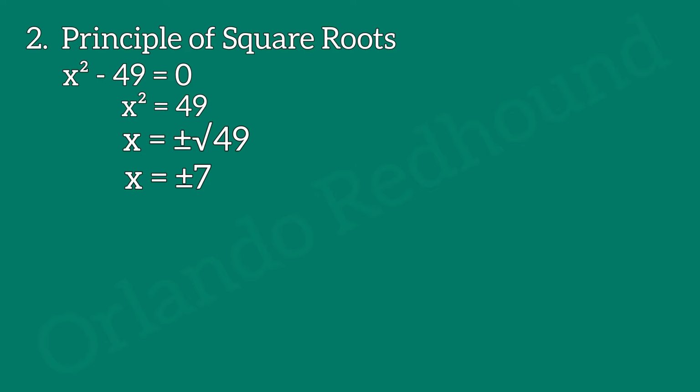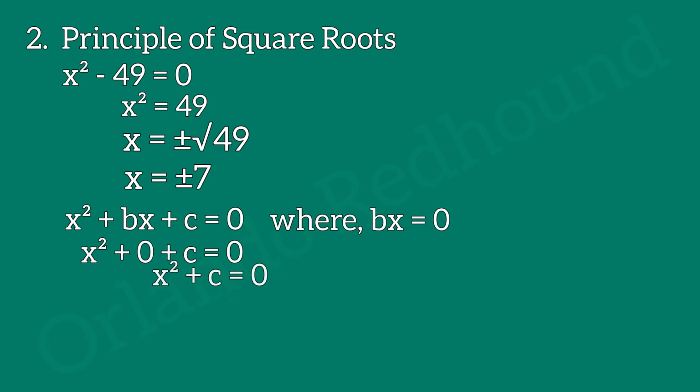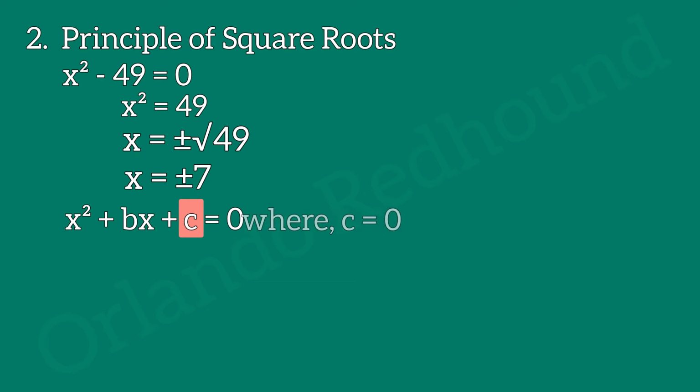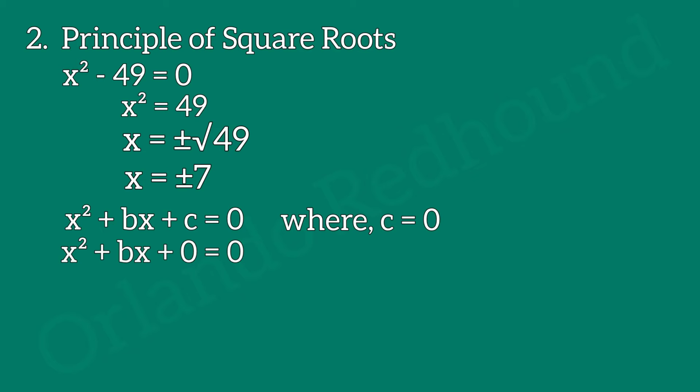In our previous video, we mentioned that this type of equation, where bx equals 0, is a special type of equation. Another special type is where the c term is equal to 0, or the type x squared plus bx plus 0. Simplifying, we have x squared plus bx equals 0.